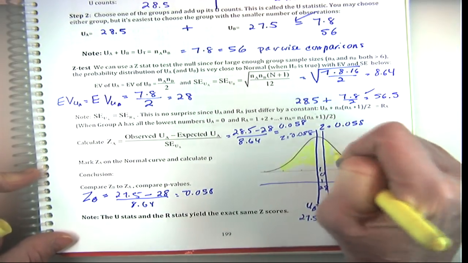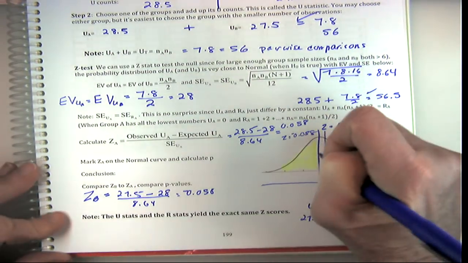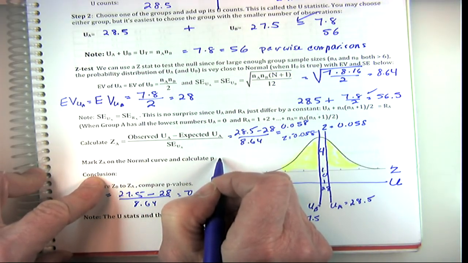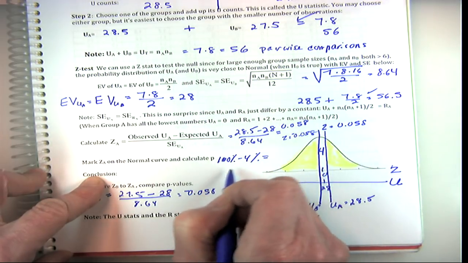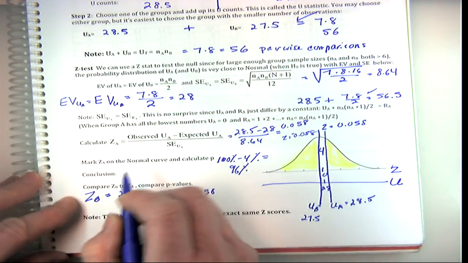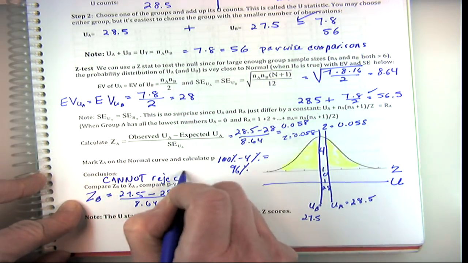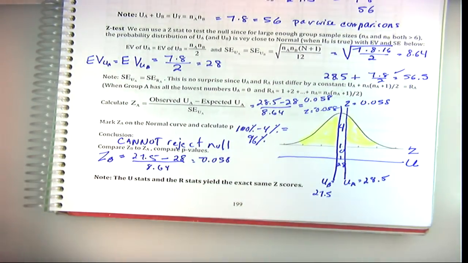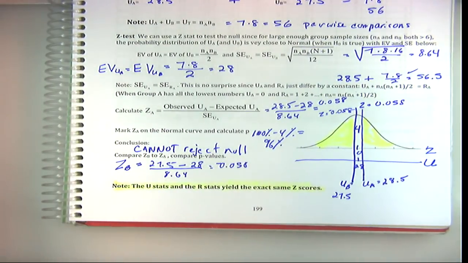And then we have the same exact everything. All right? So that's pretty much, say 4 in the middle. And it's the same thing. 100% minus 4%. So we get 96%. And we cannot reject the null. The two exams are similar. They yield the same, this is the important thing. All right. They yield the same exact thing.